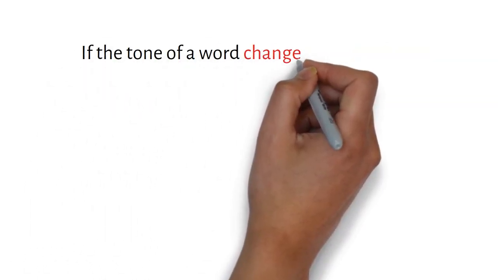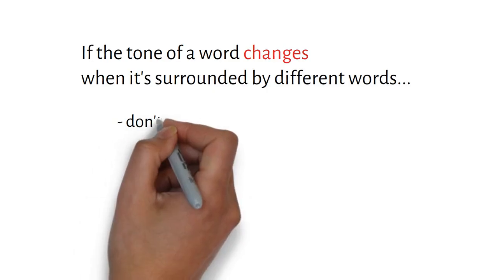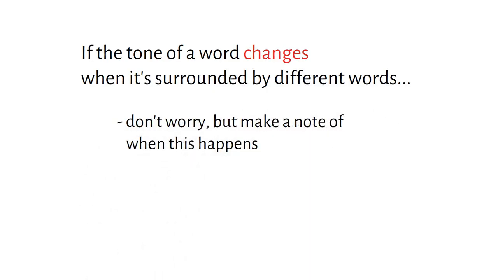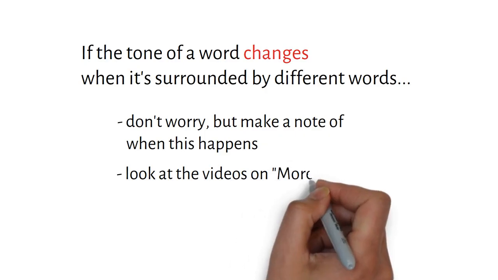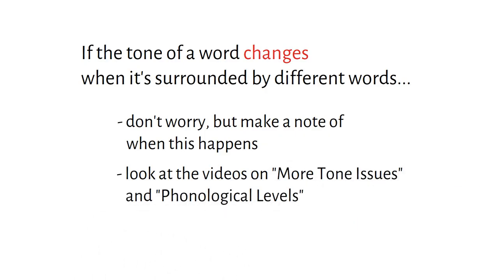If the tone of a word changes when it's surrounded by different words, don't worry about this now, but note when this happens. Also, look at the video on more tone issues and the video on phonological levels. What else do you need to discover about tone even before you think about the orthography?